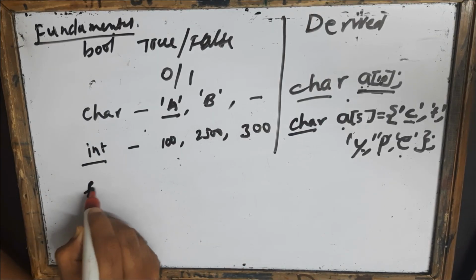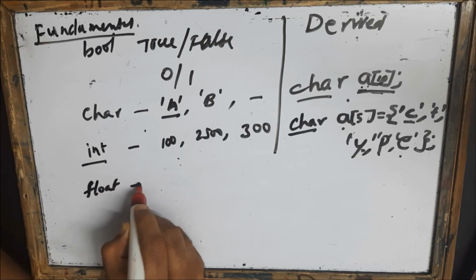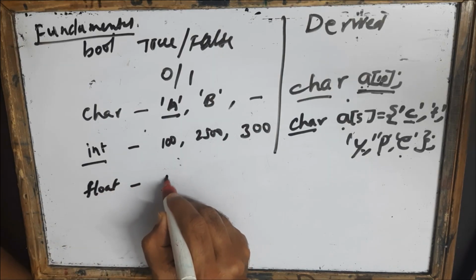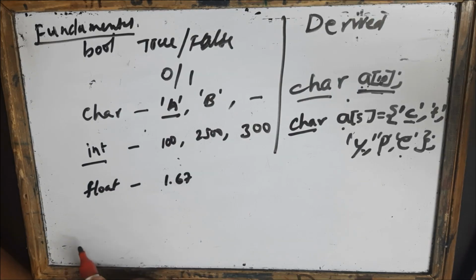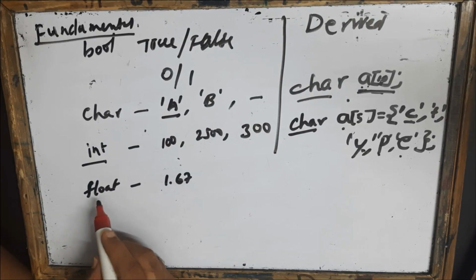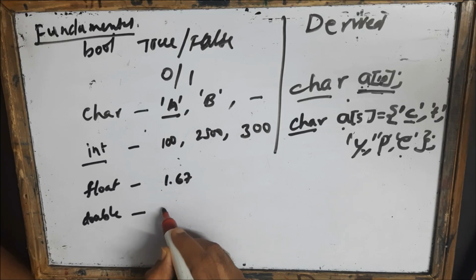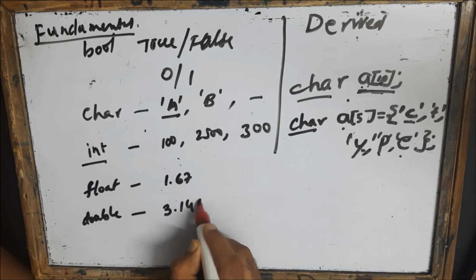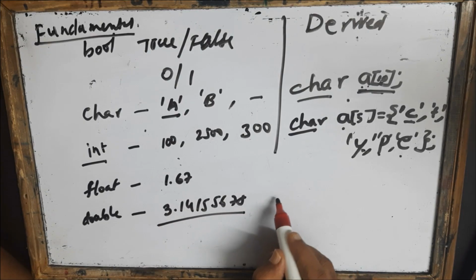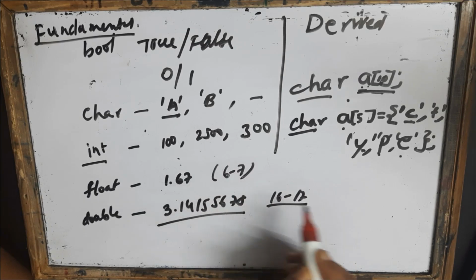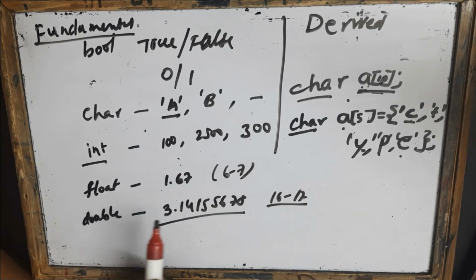Then comes the float. Float can take values like 1.6, 7, something like these values, and the range would be as we discussed in the previous slide. This is double. This can take something like 3.14, 15, 56, 78. Double can hold up to 16 to 17 precision points. Float can hold up to 6 to 7 precision points. And the range is as we discussed in the previous slides. Thank you.